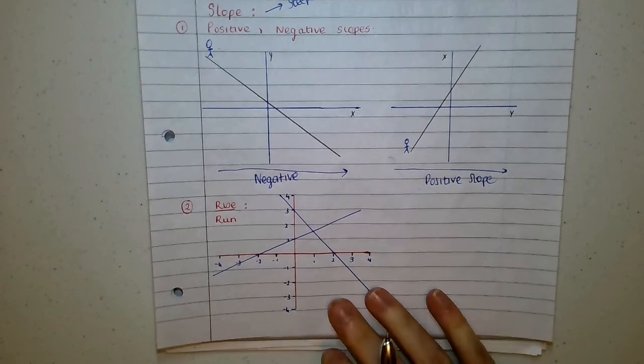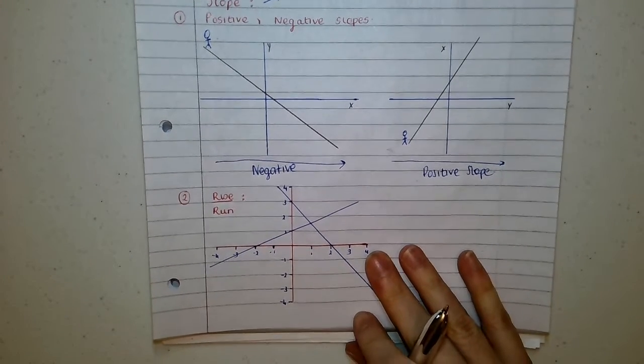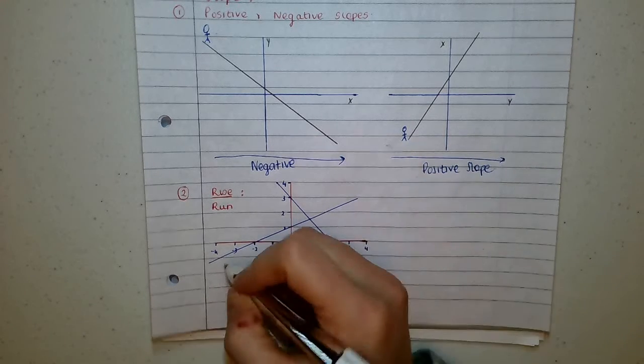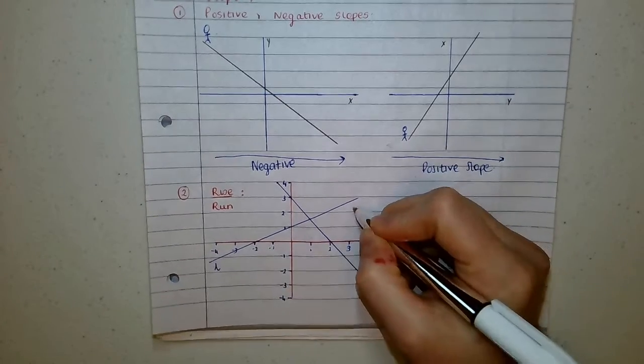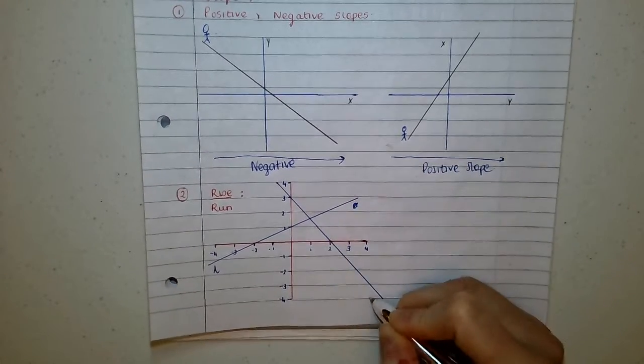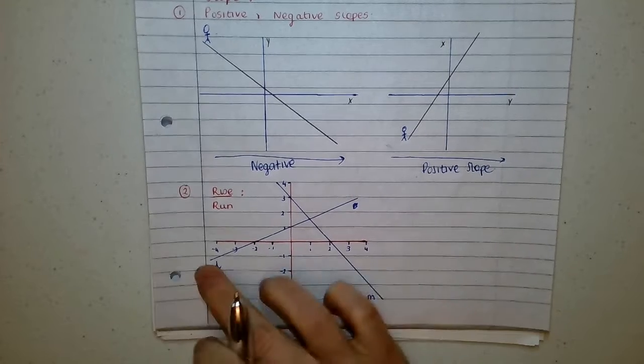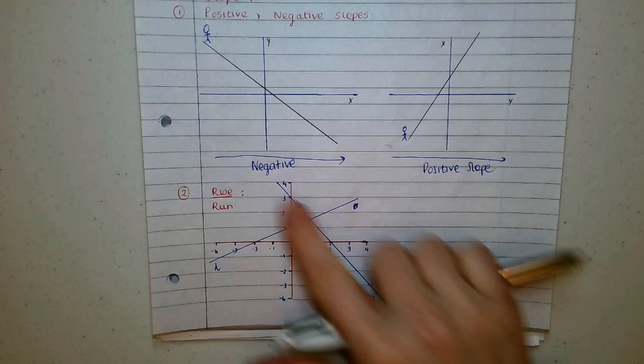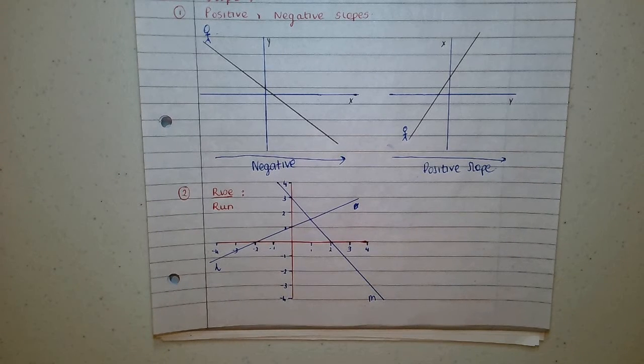Okay. Next up we're going to look at how to find the slope using rise over run. Now in the previous part we looked at whether they were positive or negative. So we'll call this line L, and we'll call this line M. This one here is M and this one here is L. Okay, so forgetting about M for a second, we're just going to focus on L.